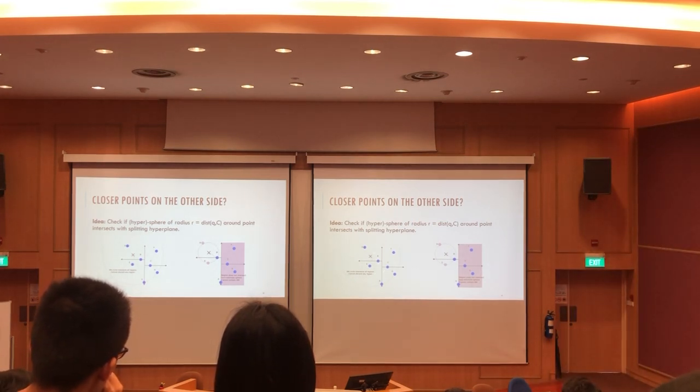Okay, A, B, C, D, E, F, G. And you have this query point. Now A is my candidate point. A is my first, the closest thing I've seen so far. This is the distance to A.